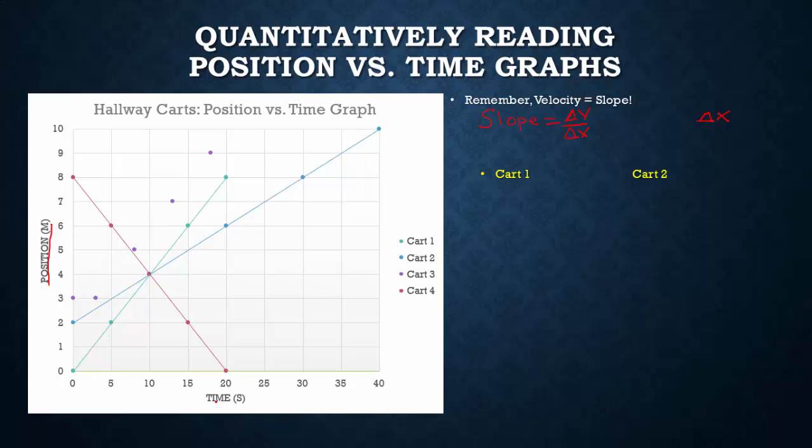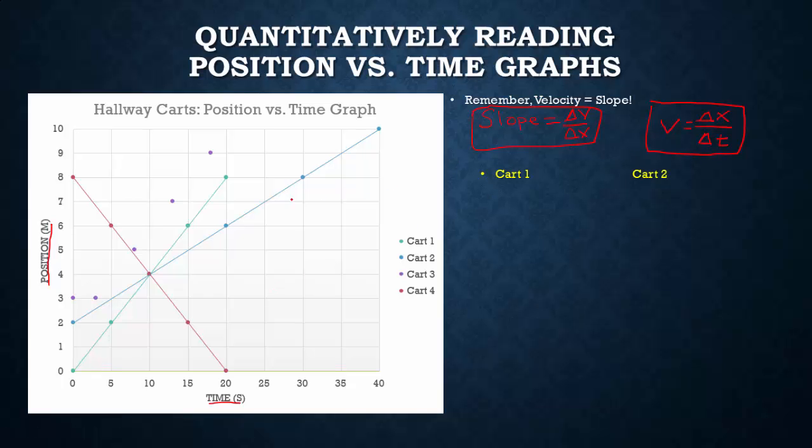Well, what do we have on the x-axis? We have time. So that is going to be delta t. So the slope can be found by doing the change in position over the change in time. And once again, we said that the velocity is slope. So therefore, an equation for velocity can be represented as v equals delta x over delta t. For this graph, this is the same thing as your equation for slope. So every time you want to find the velocity of an object, you can use this equation.